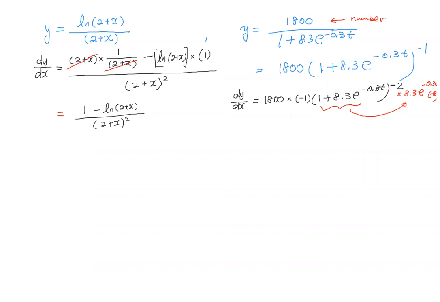Are you okay, class? So take out your calculator and multiply all these numbers: 1800 times negative 1 times 8.3 times negative 0.3. So you got 4482.